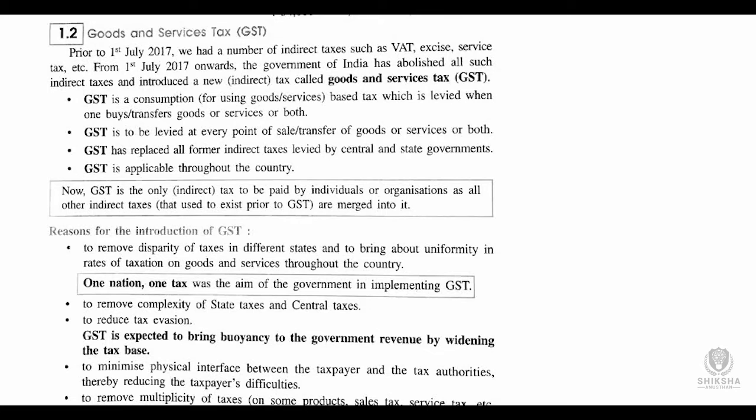GST is based on consumption. It is a consumption-based tax which is levied when one buys or transfers goods and services or both. GST is levied at every point of sale or transfer. That is, it is computed from the selling price. GST has replaced all former taxes, and GST is applicable throughout the country.